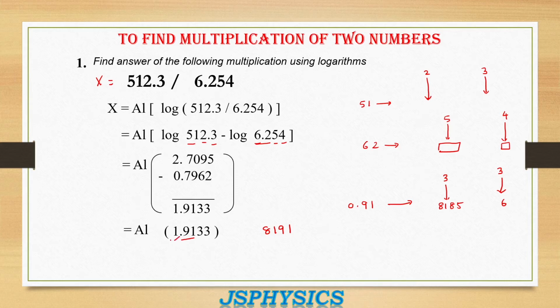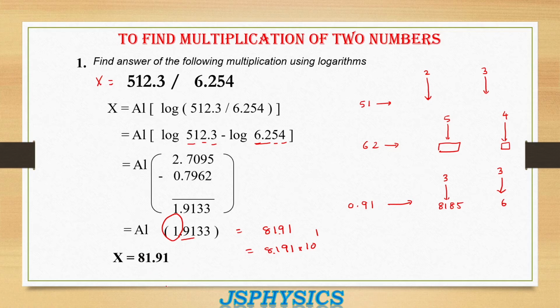Once we get this number, now we have to see where to place the decimal point. For that we observe the characteristic. The characteristic is 1, and 1 plus 1 becomes 2. That means we place the decimal point after 2 digits. Alternatively, we can write 8191 by placing the decimal point after 1 digit always, and taking the characteristic as the power of 10. So 8.191 into 10 raised to 1, which is nothing but 81.91. That's why our final answer will be 81.91.